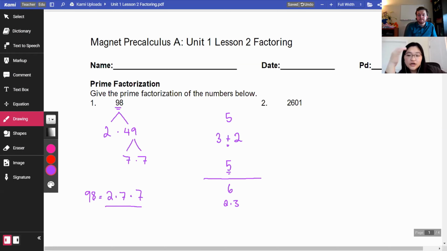This is unique. Do you care if we write it as 2 times 7 times 7, or if we're more efficient and we do 2 times 7 squared?